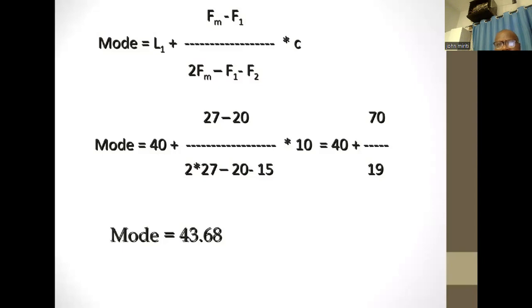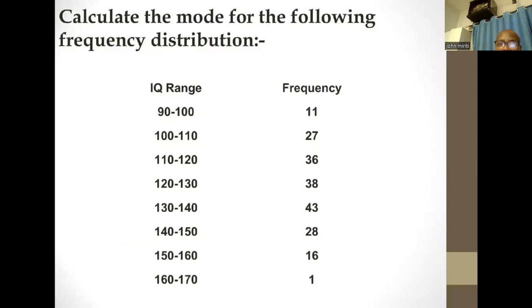So up there we have seen those. The lower class limit is 40, and the frequency of the mode is 27 minus the frequency before the class, 20, divided by 2 times the frequency of the mode, 27, minus the frequency of the class before the mode, 20, minus the frequency after the mode, 15. After you do the mathematics, times 10, which is the class length, you get 43.68. And that is the formula for calculating the mode.